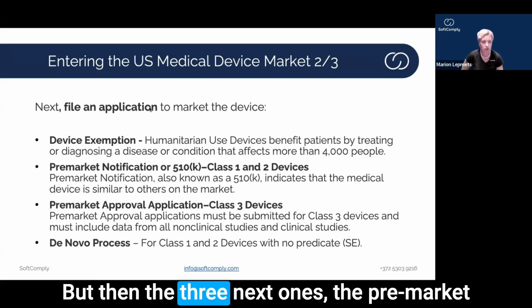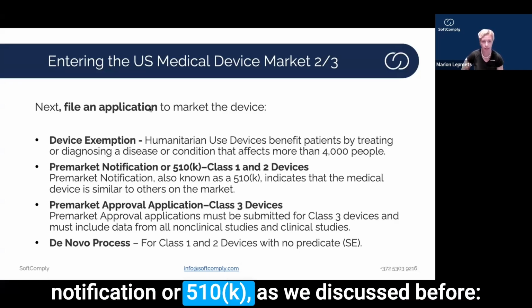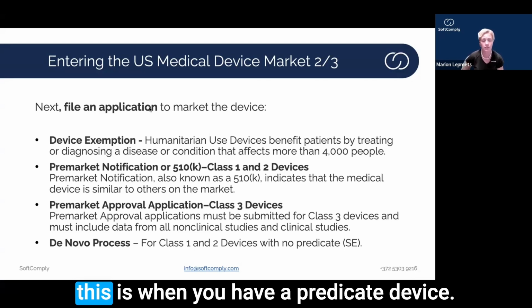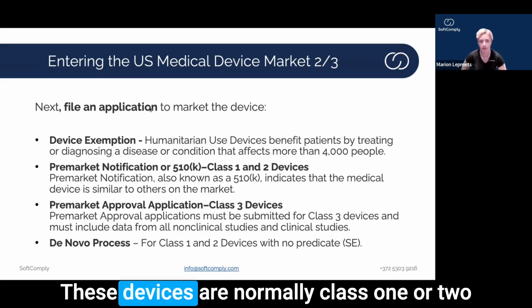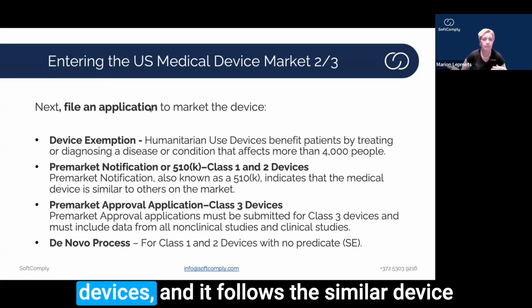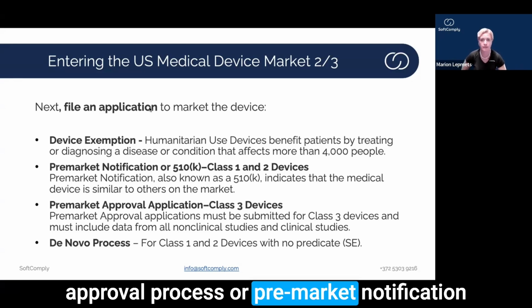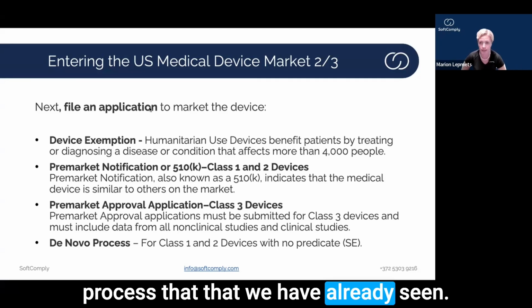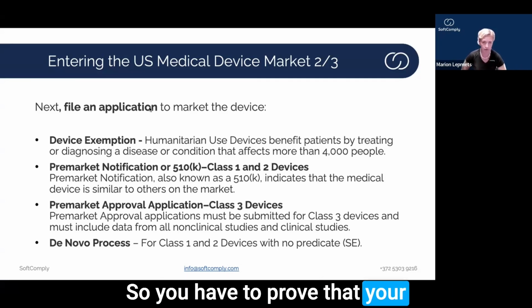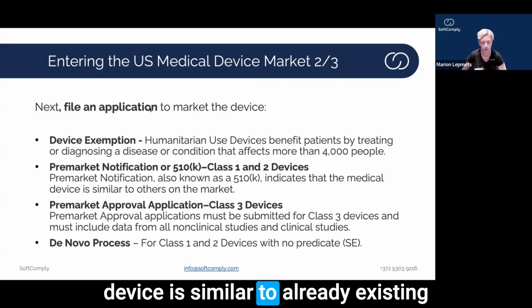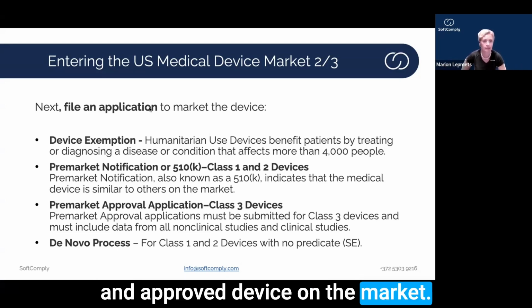But then the next three. The pre-market notification, 510(k), as we discussed before, is when you have a predicate device. These devices are normally class 1 or 2 devices, and it follows the similar device approval process or pre-market notification process that we have already seen. So you have to prove that your device is similar to an already existing and approved device on the market.